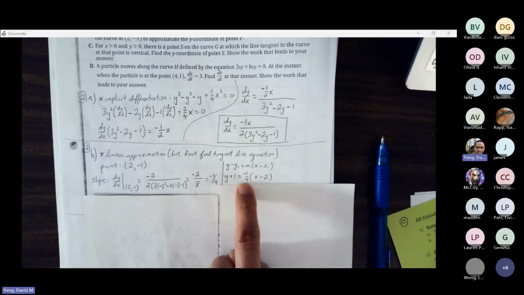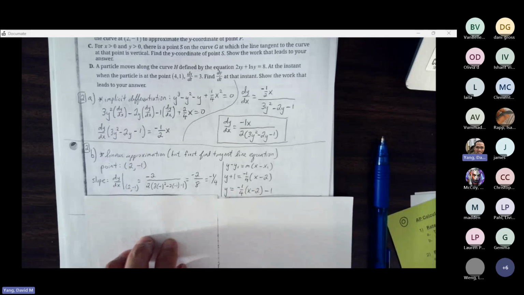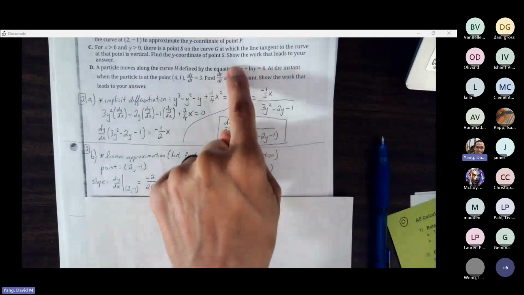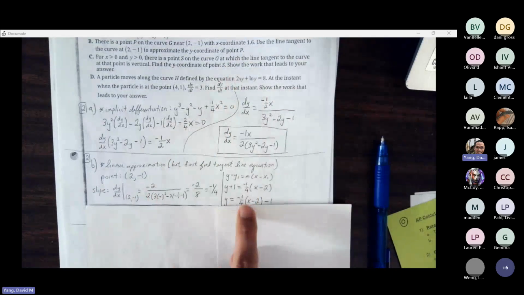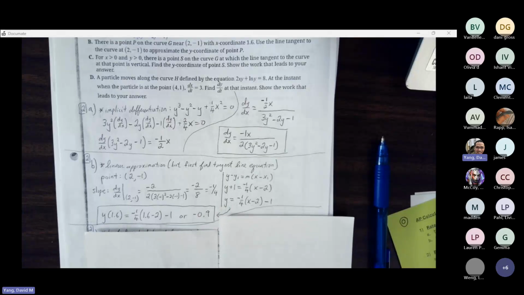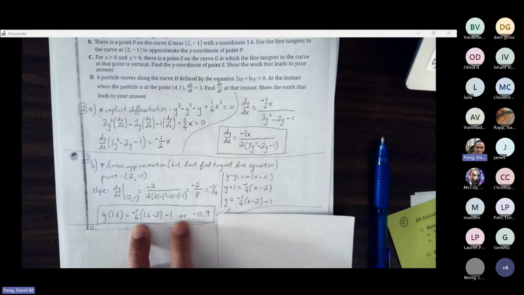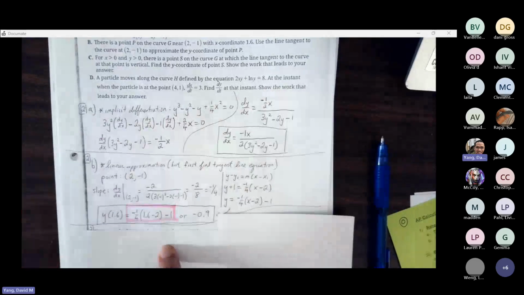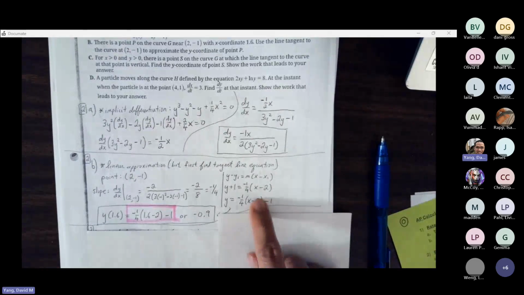y minus y sub 1 equals m times (x minus x sub 1). Let me just get that y by itself. And then my final step is my linear approximation. So I'm going to just insert that 1.6 into my x. And now I can just leave my answer unsimplified. I will leave my answer in this form. All I'm doing is replacing that 1.6 in for x.